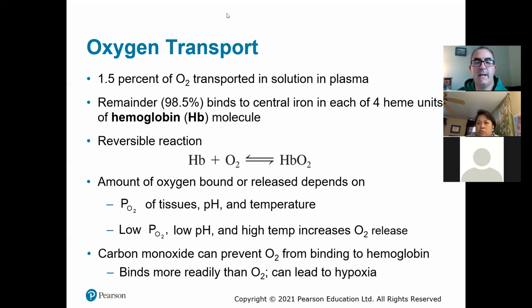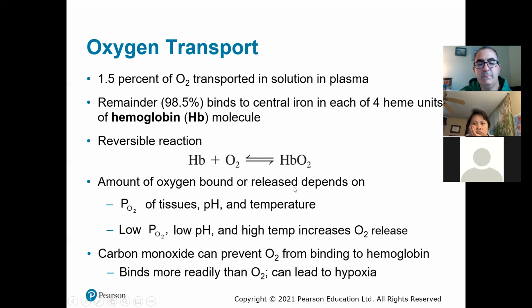The first thing to talk about is oxygen transport. Most of the oxygen that's transported around your body is bound to hemoglobin, right? 98.5% of the oxygen that is transported in your body is bound to hemoglobin. So it's bound to iron, which is bound to hemoglobin, which is bound to the red blood cell. Only about 1.5% is dissolved into the plasma, into the liquid, and transported that way. So most of the oxygen is binding to hemoglobin, right? Hb, hemoglobin, plus oxygen equals HbO2.